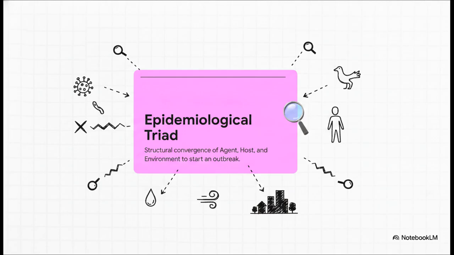This brilliantly illustrates the rules of the game. For an outbreak to actually ignite, you need 3 specific elements to perfectly align. First, the agent. That's the pathogen, like a virus or bacteria. Second, the host, the susceptible human or animal that can get sick. And third, the environment, the external conditions that bring the agent and host together. Break just one of these connecting lines, and the outbreak completely stops.